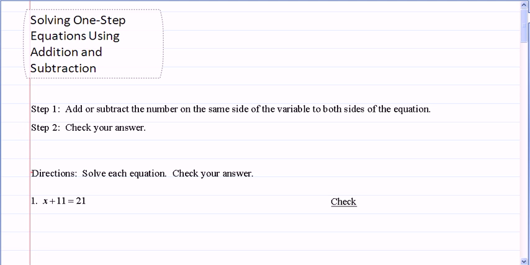So the directions are to solve each equation and then check your answer. For each of the examples, I will solve the equations on the left side of the screen and I will show the check on the right side of the screen.